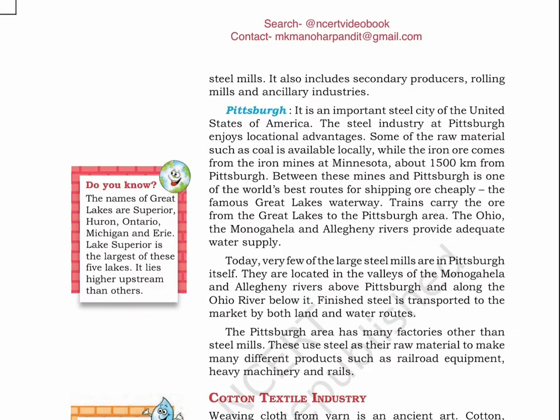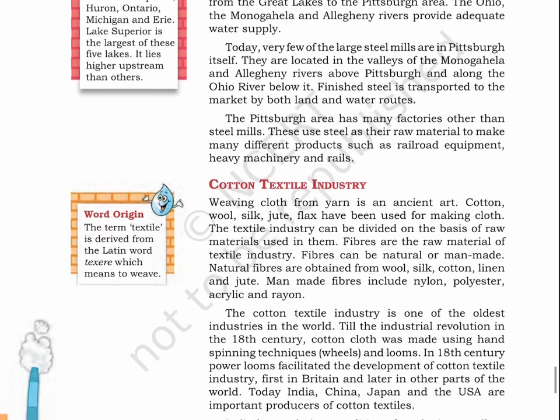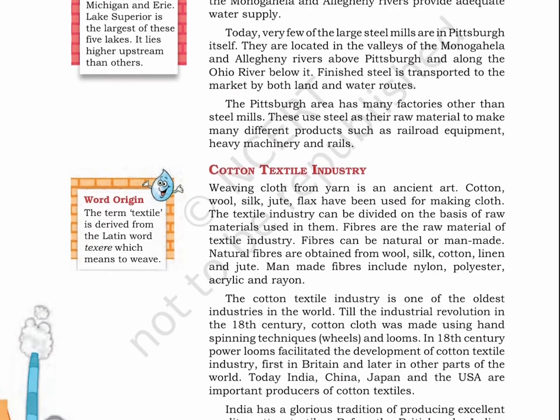Today, very few of the large steel mills are in Pittsburgh itself. They are located in the valleys of the Monongahela and Allegheny rivers above Pittsburgh and along the Ohio River below it. Finished steel is transported to the market by both land and water routes. The Pittsburgh area has many factories other than steel mills. These use steel as their raw material to make many different products such as railroad equipment, heavy machineries and rails.